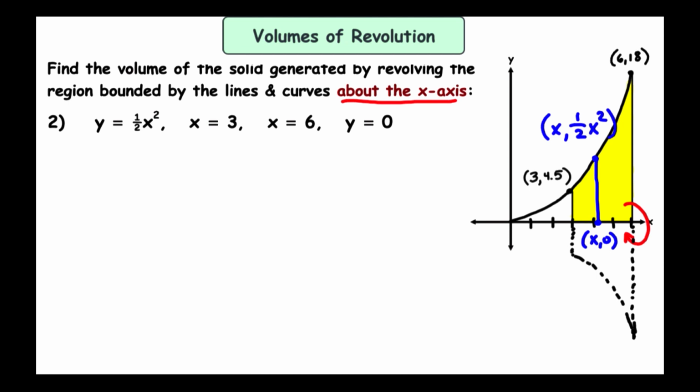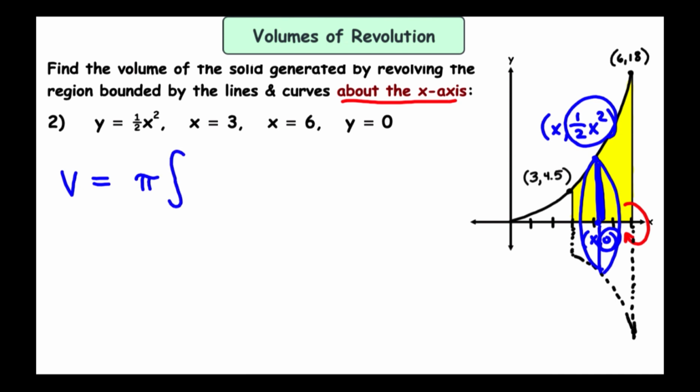All right. That blue representative rectangle also flips around the x-axis, superimposing on the other side, making a disk. Its radius will simply be this distance right here, which again is top minus bottom. So it's going to be 1/2 x squared for the radius. Again, every single representative rectangle that we would make in the yellow region hits the x-axis. There's no holes, there's no gaps. So this is also a disk method problem. We haven't seen washer yet. Don't worry, we will.